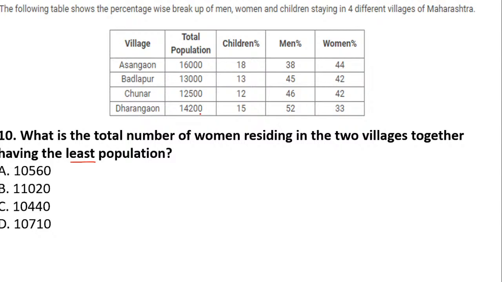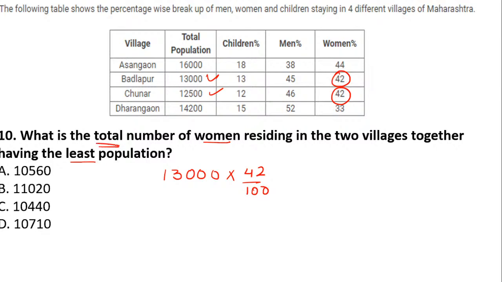Darangao is 14,200. So the minimum is Badlapur and Chunar. And the question is asking you the population of women. Women is, this is 42 and this is 42. Again, I am going to tell you one trick to solve this question. 13,000 into 42 upon 100.